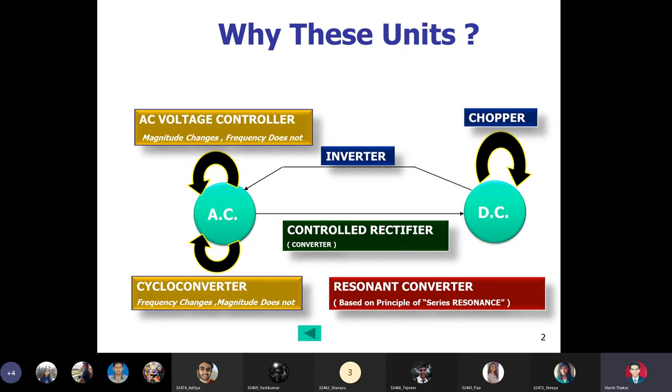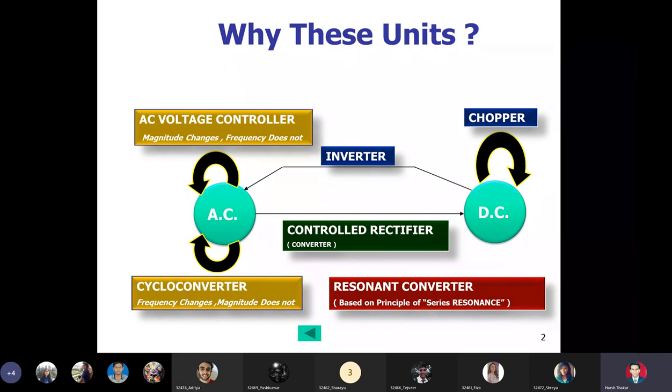And there is another form called as DC. And when we convert AC energy into DC energy, the system which does this is called as a controlled rectifier or converter. If we convert DC energy into AC energy, it is called as an inverter.